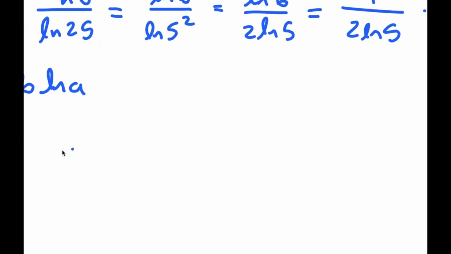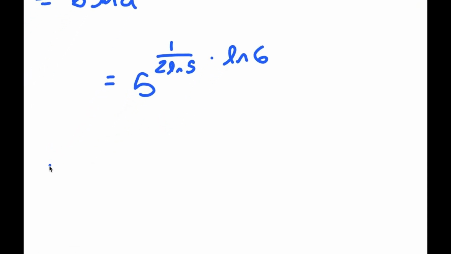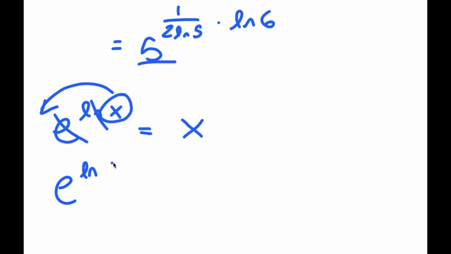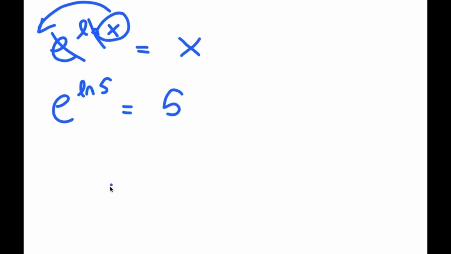So now going back, I have 5 to the power of 1 over 2 times ln 5 times ln 6. Now, if I have something in the form e to the power of ln of x, this is just equal to x because the e and the ln cancel out. So what I'm going to do is, if I have something in the form e to the ln 5, this means that this is equal to 5. So I'm going to rewrite 5 here as e to the power of ln 5.